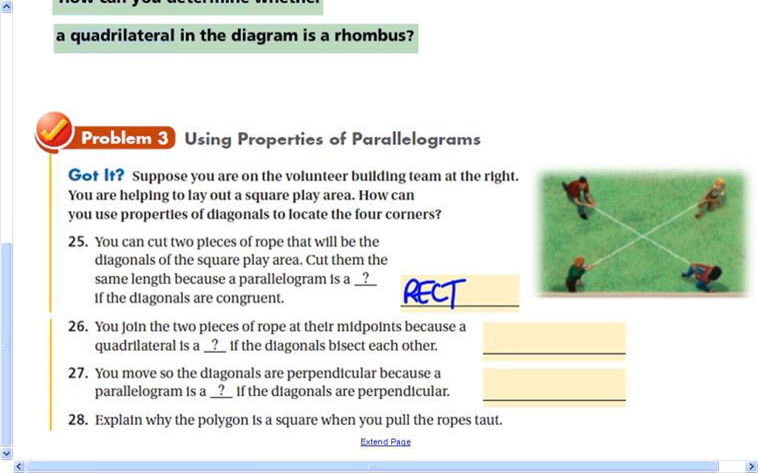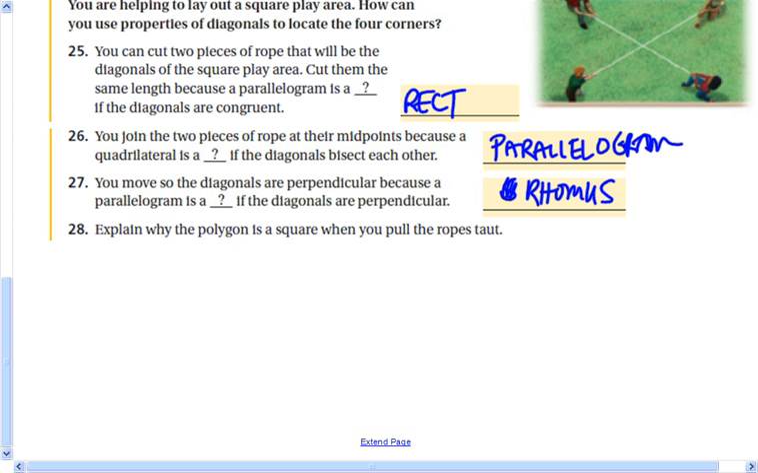You join the 2 pieces of rope at their midpoints because a quadrilateral is a parallelogram if the diagonals bisect each other. You move them so the diagonals are perpendicular because a parallelogram is a rhombus if the diagonals are perpendicular, and a rhombus that's a rectangle is a square.